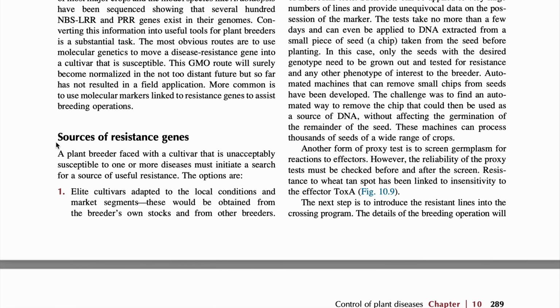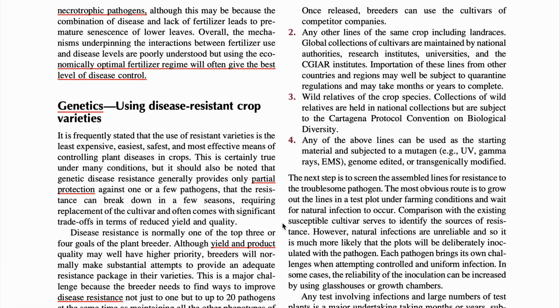Now, what are the sources of these resistance genes? A plant breeder faced with a cultivar that is unacceptably susceptible to one or more diseases must initiate a search for a source of useful resistance. The options are: the first option, elite cultivars adapted to the local conditions and market segments. This would be obtained from the breeder's own stock and from other breeders. This was the first option, the elite cultivars.